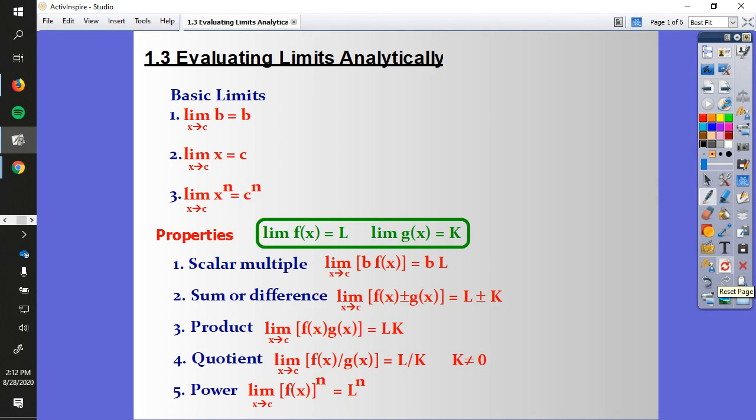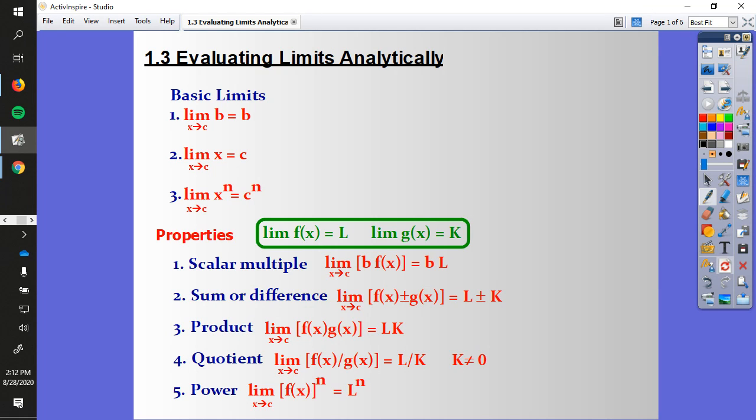Okay, we're going to be taking a look at 1.3, evaluating limits analytically. There's a lot of properties here up front. They're pretty intuitive, but we'll go through them and give some examples. We're going to be utilizing these as we go through and solve or evaluate limits algebraically. So let's go ahead and start.